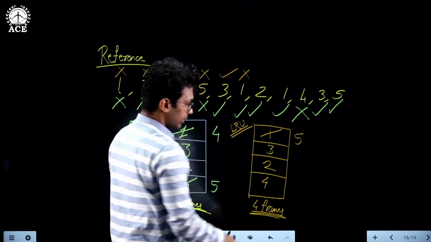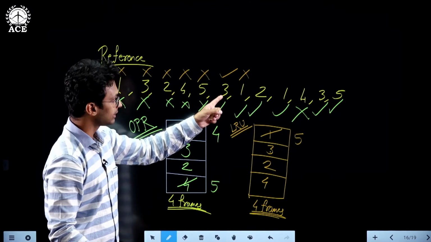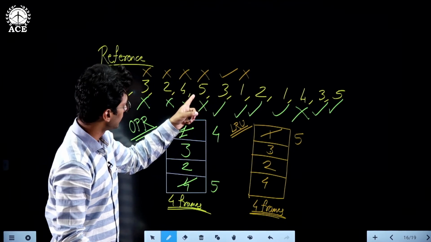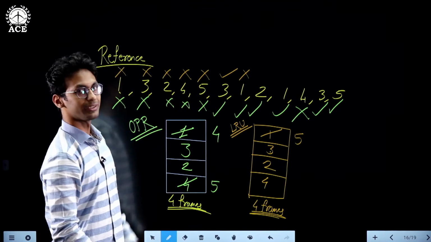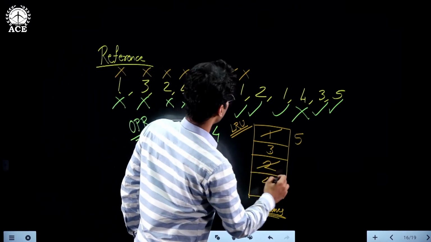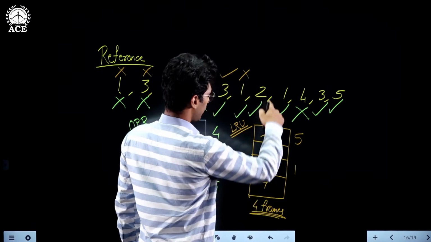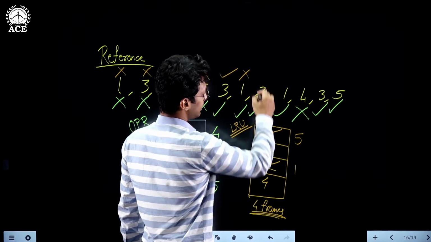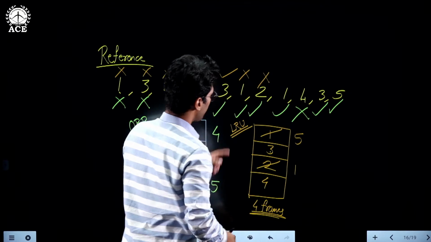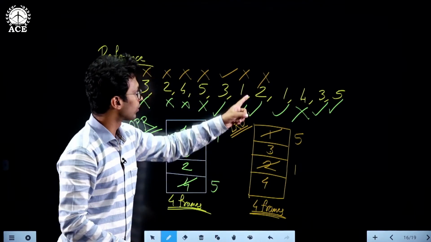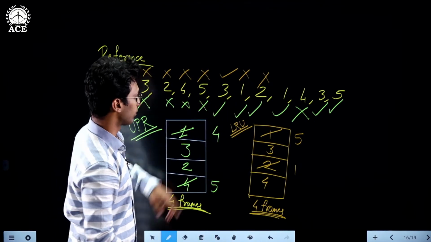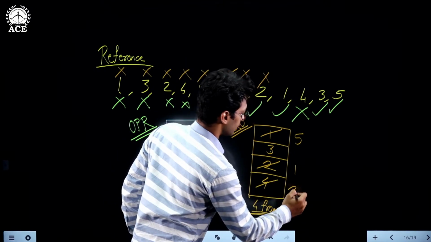1, okay, page fault is there. 5, 3, 2, 4. Among this, which one is least recently used? 3, 5, 4. Okay, 2 is least recently used. Replace 2 with 1. Done. Now 2. Is there, is it a hit? No. Page fault. 5, 3, 1, 4. 1, 3, 5, 4. 4 is least recently used. Replace 4 with 2.